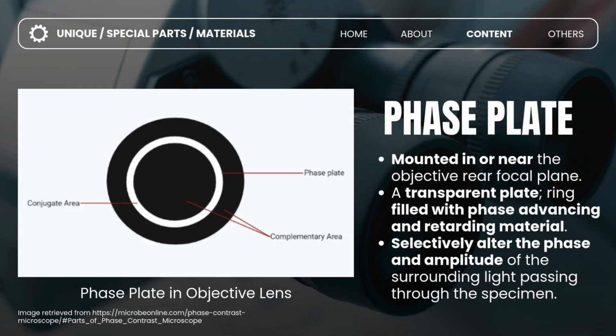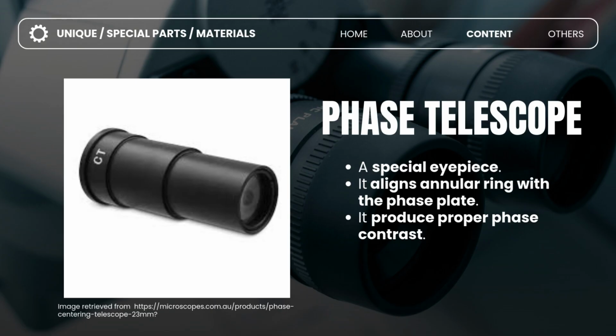So, if the annular ring provides the unique pattern of light, the phase plate is what actually transforms that light into a uniform contrast that we can observe. However, for the phase contrast effect to work properly, the annular ring and the phase plate must be perfectly aligned. And this is where the third unique part comes in, the phase telescope.